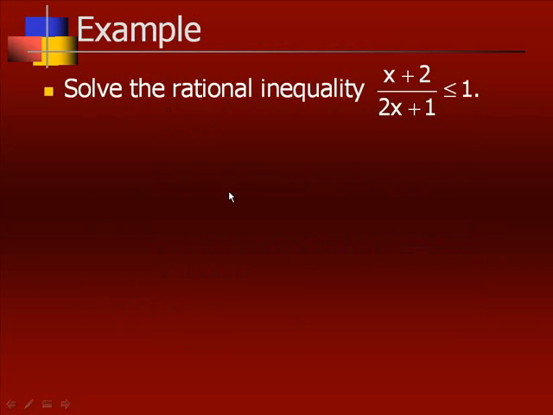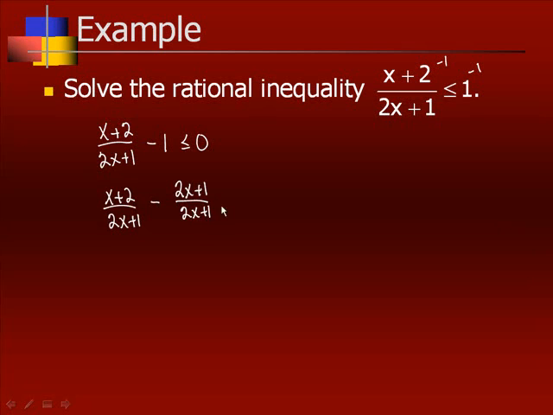Okay, it said, if necessary, rewrite so that we get 0 on one side. So we are going to do minus 1 on both sides. So what we have is x plus 2 over 2x plus 1, minus 1, is less than or equal to 0. Well, now we need a single fraction on this side. So the LCD is 2x plus 1. So this becomes x plus 2 over 2x plus 1 minus 2x plus 1 over 2x plus 1, and that's less than or equal to 0.